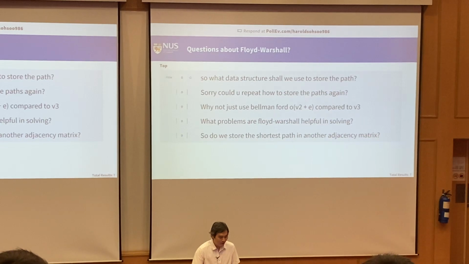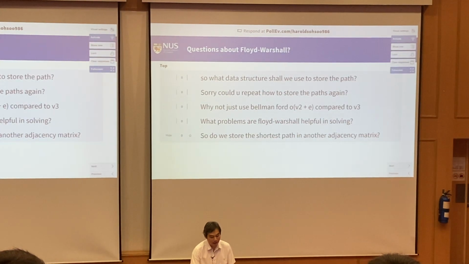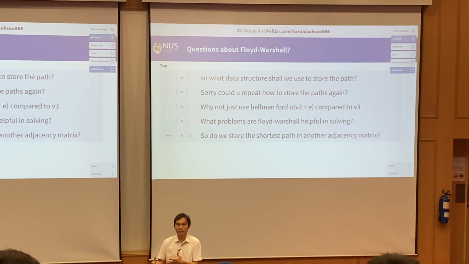Okay, so what data structure would you use to store the path? You can actually store the path in, yes, another matrix. It's not an adjacency matrix, all right? It's going to be a path matrix, if you will, or predecessor matrix. So for every node, it's the same thing.